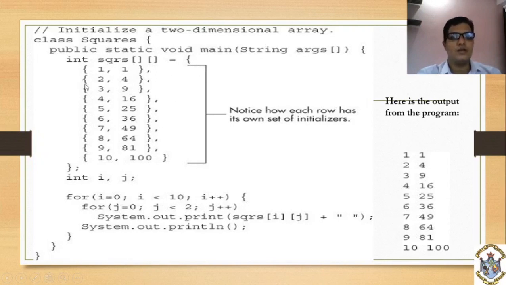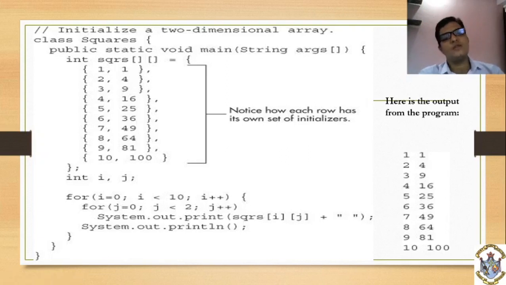How many rows does it consist of here? Here it consists of 1, 2, 3, 4, 5, 6, 7, 8, 9, 10. 10 rows. How many columns am I getting? 2 columns. Got it? 10 rows, 2 columns.